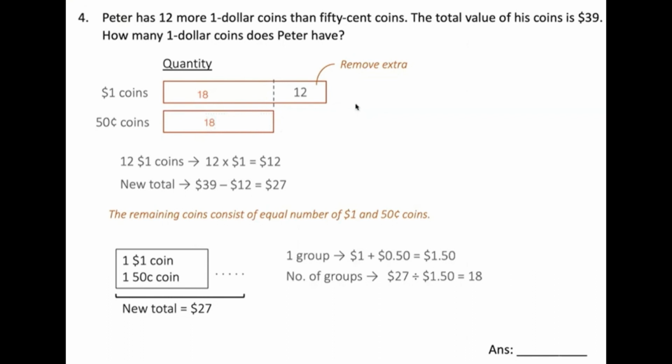Okay? The question is how many $1 coins? So it's 18 plus 12. You don't want to do 18 times 1 plus 12, it's fine. It's 18 plus 12, which is 30.